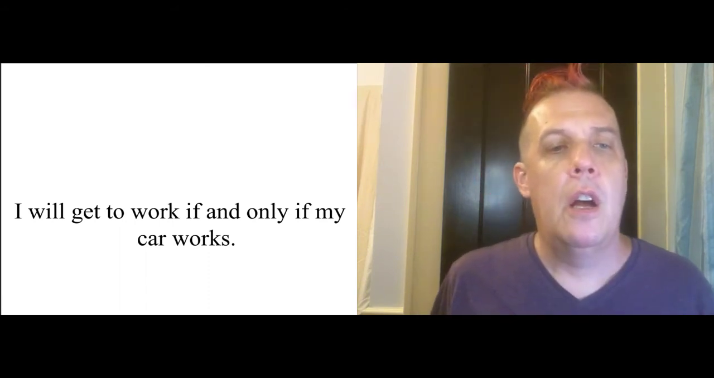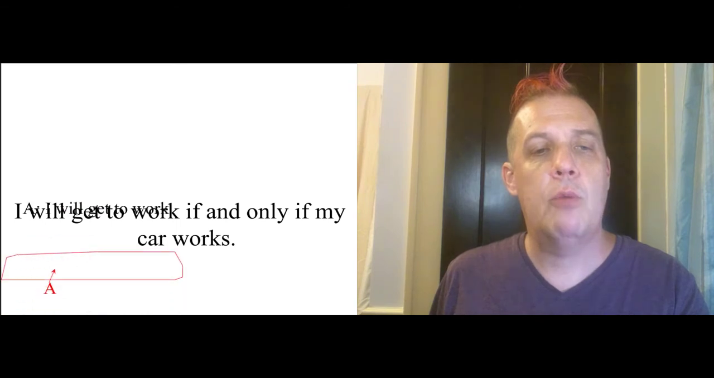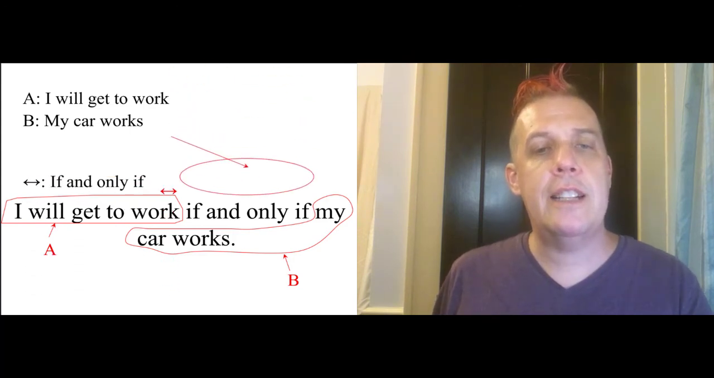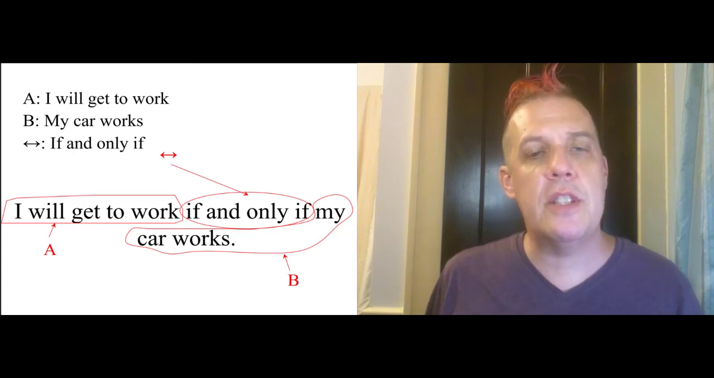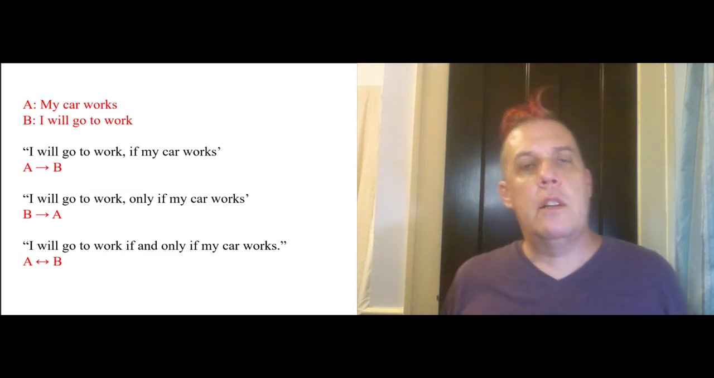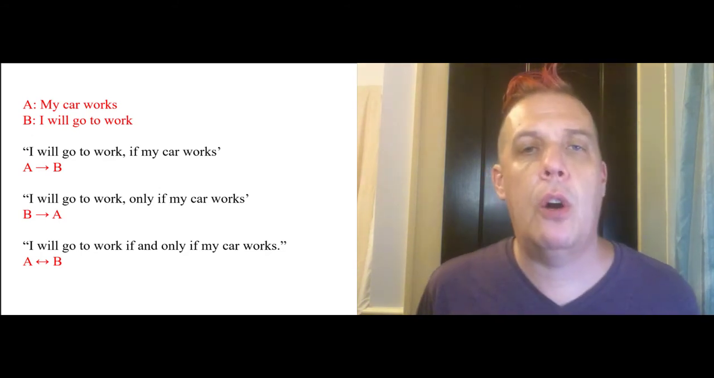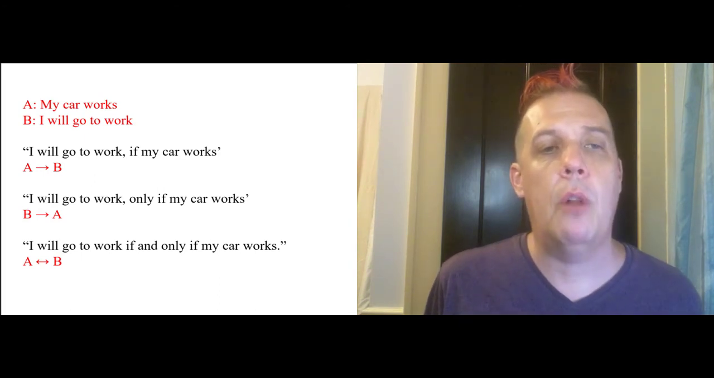All right. I will get to work if and only if my car works. Again, we've got two atomic statements here: I will get to work and my car works. Connecting them is this phrase, if and only if, and that's represented by the double-headed arrow. The relationship between the double-headed arrow and the single-headed arrow is a little tricky, but once you get used to it, it's not hard to understand at all.